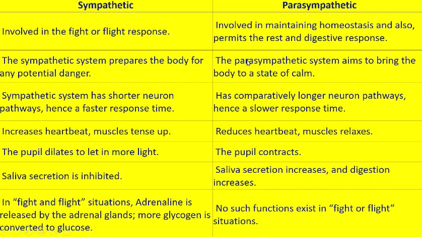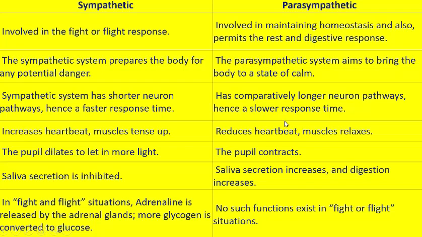In the parasympathetic system, the body becomes calm and systems are normalized. The sympathetic system has a shorter neuron pathway, hence a faster response time. The neurons of the sympathetic nervous system are short, so the response is quick and faster. While the parasympathetic has a long neuronal pathway, so the action begins slowly or takes more time than the sympathetic nervous system.